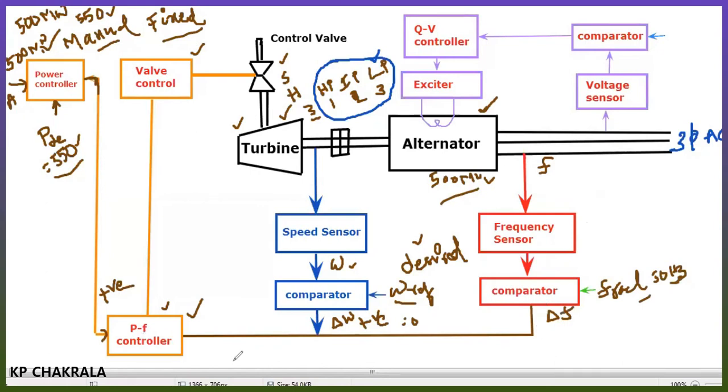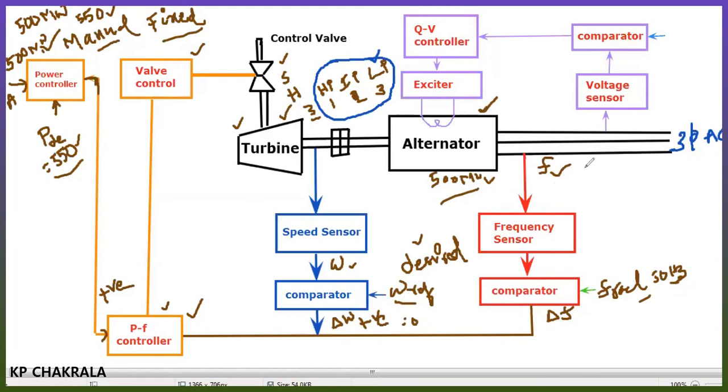And again, if it is positive, then you have to adjust the control value by using the valve control mechanism, so that the frequency will be maintained as a constant. So it is a frequency sensor and comparator, and again fed to the PF controller, and the PF controller will send the signal to the valve control in such a way that the turbine input will be controlled, so that the frequency will be maintained as a constant.